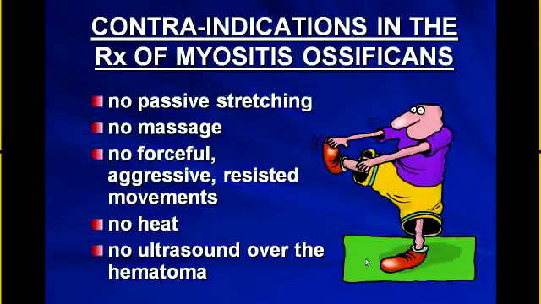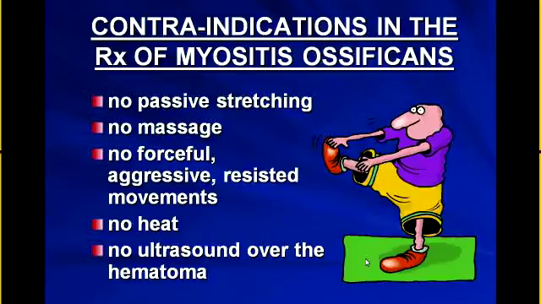If we do passive stretching, if we massage the area, or we do aggressive movements or resistive movements, heavy resistive movements, or we apply heat directly to the area of inflammation or ultrasound, our risk is that we actually increase the risk of further development of myositis ossificans. So there are many contraindications.